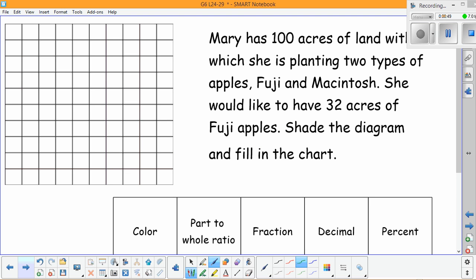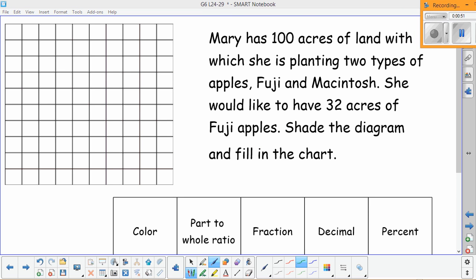So I'm going to give you an example of a problem that you might see. Mary has 100 acres of land with which she is planting two types of apples, Fuji and Macintosh. She would like to have 32 acres of Fuji. Shade the diagram and fill in the chart. So I'm going to start with shading the diagram.